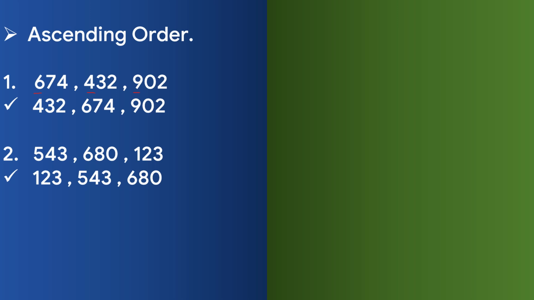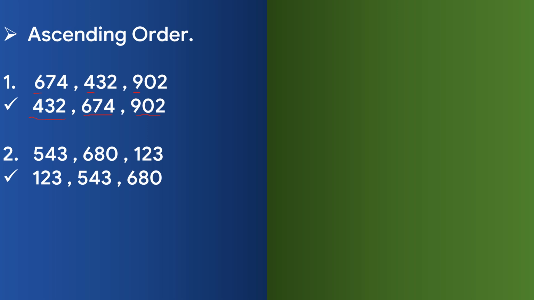Then after that, the second digit from 6 and 9. 6 is the smaller, so you have to write down 674. Now after that 902 is remaining. That's why you have to put 902 as it is.